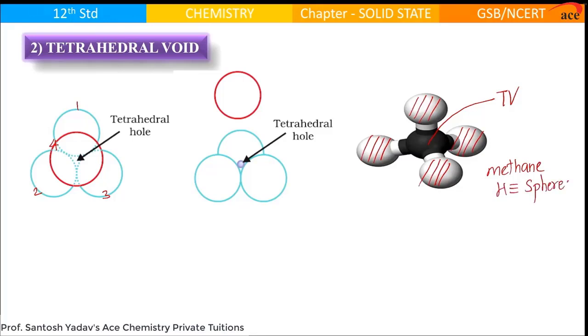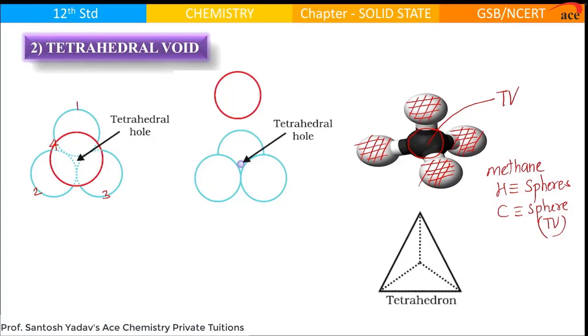Actually, hydrogen is small, but you imagine big spheres, and carbon as another sphere which is exactly fitted as a tetrahedral void. Here carbon is a larger atom, but you imagine carbon as a smaller sphere and hydrogen as a larger sphere. That means this carbon is like our tetrahedral void, and the hydrogens, which are to be imagined as bigger spheres, are the actual spheres making up the tetrahedral void. Because it has a figure like a tetrahedron, the void got the name tetrahedral void.